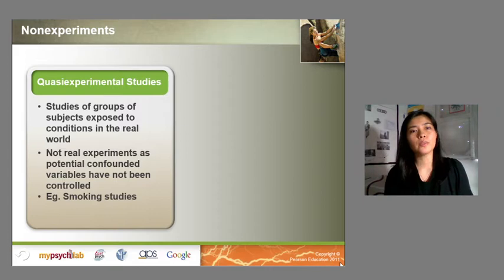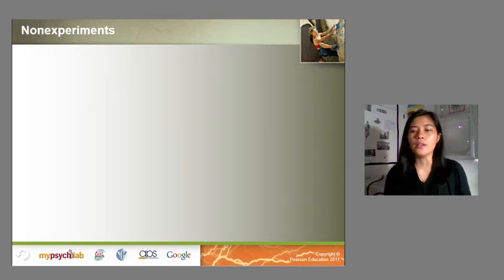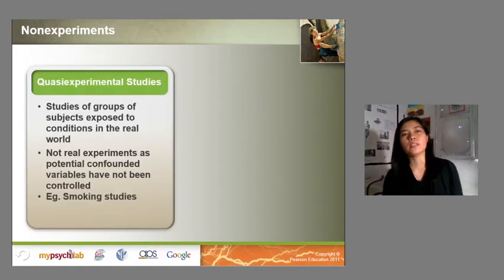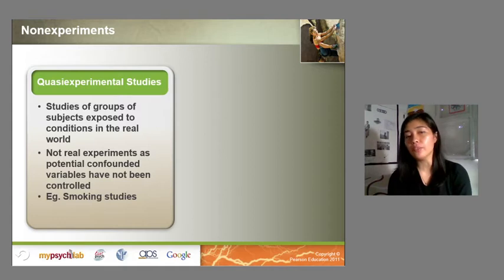As I've said earlier, not all of our studies in biopsychology can be done in experimental designs. So there are certain ways to study the functions of the brain, the different structures or parts, and interventions in other ways. So we have non-experiments. We have quasi-experimental studies, which are studies of groups of subjects exposed to conditions in the real world. They are not real experiments, as potential confounding variables have not been controlled.